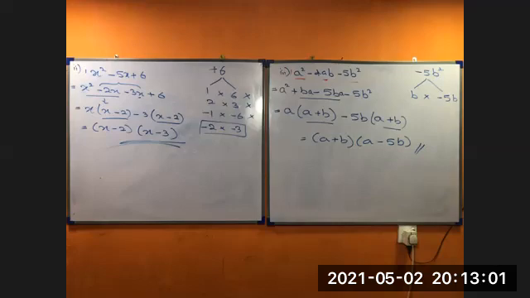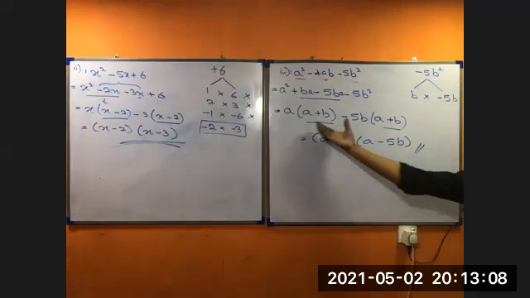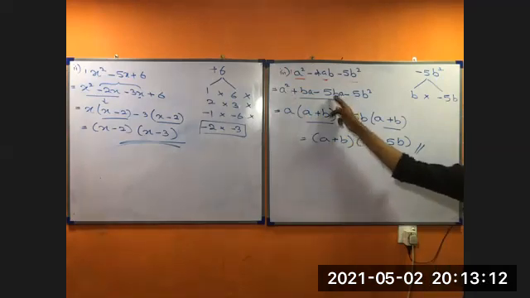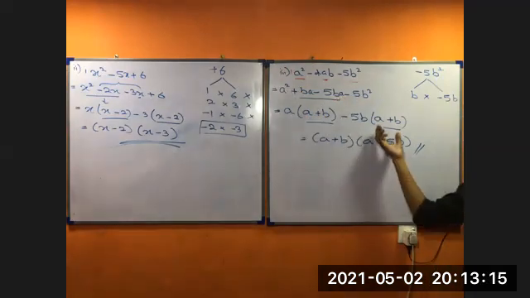Yes, some students got a minus b. I think this is check your answer. So we have a plus b, right? We take a out. So here a is remaining, and here we take minus 5 out. So a plus b is remaining.